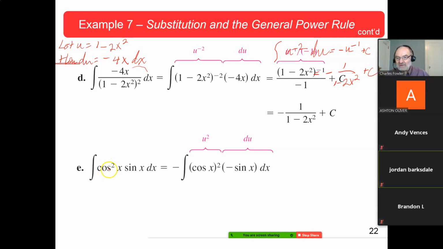The squaring of the cosine. So take the innermost part of that, which would be just the cosine, and let that be the u. So let u equal cosine x. Very good.